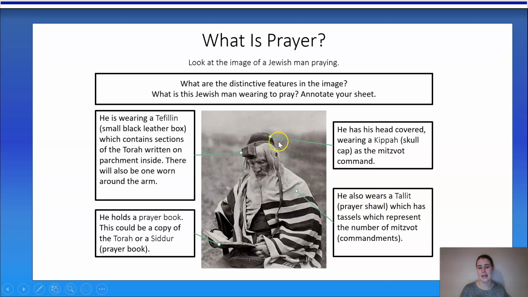Now on his head here, he's wearing what we call a kippah. That is a skull cap, and it's as the mitzvot command. So that's one of the religious pieces of clothing that they wear on their head. Now he's also wearing another piece of clothing here called a talit. It's a prayer shawl. All the individual little tassels that will be on the bottom of it represent the different numbers of the commandments. So it links into the religious books.